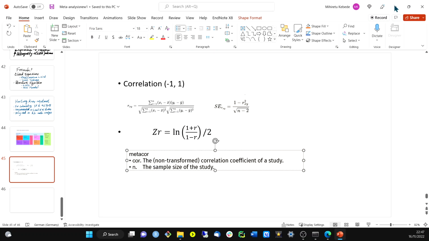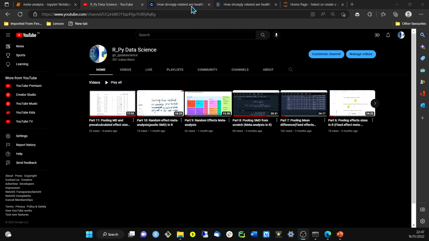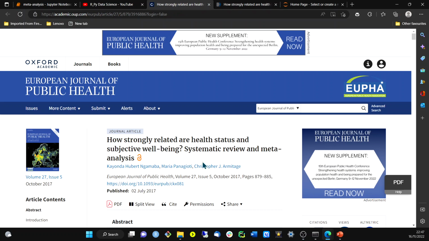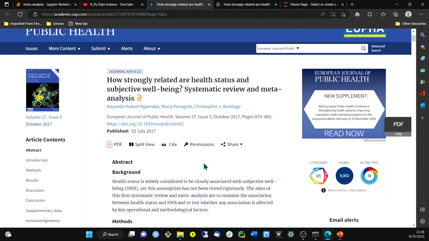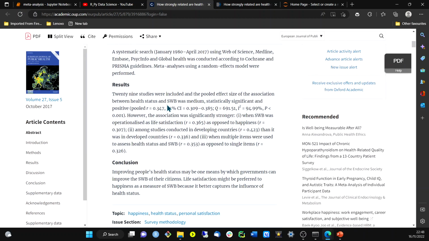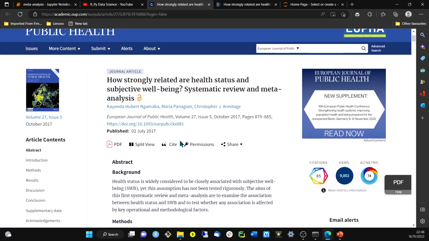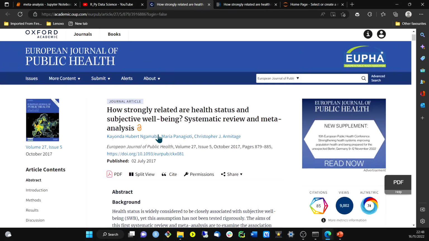Let me just minimize this, and then let's get our hands dirty. The data that we will use is coming from this paper. They are meta-analyzing, and it's actually a fairly large meta-analysis, I think 29 studies. So there were 29 studies. That's a good number of studies. What they are doing is meta-analyzing the correlations reported for health status and subjective well-being.